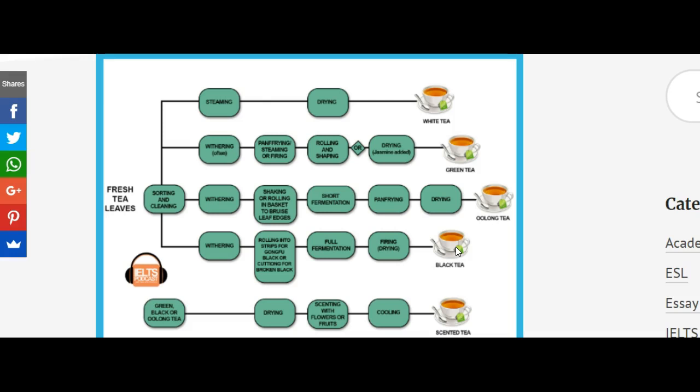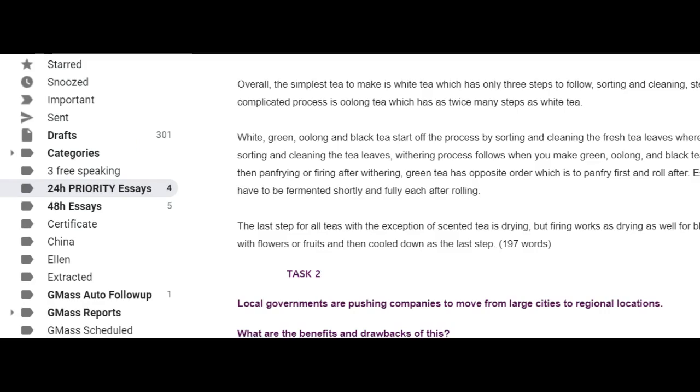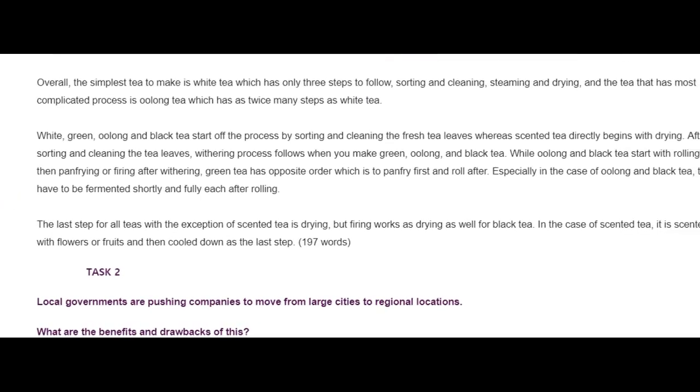Then you move on to scented tea. Scented tea is created with the use of green, black, or oolong tea. It must first be dried, and then it is scented with flowers or fruits, and then cooled in order to be created. Okay, so that's one way to do this. That's the way I like to see this, to see which steps are common and kind of link them together as much as possible.